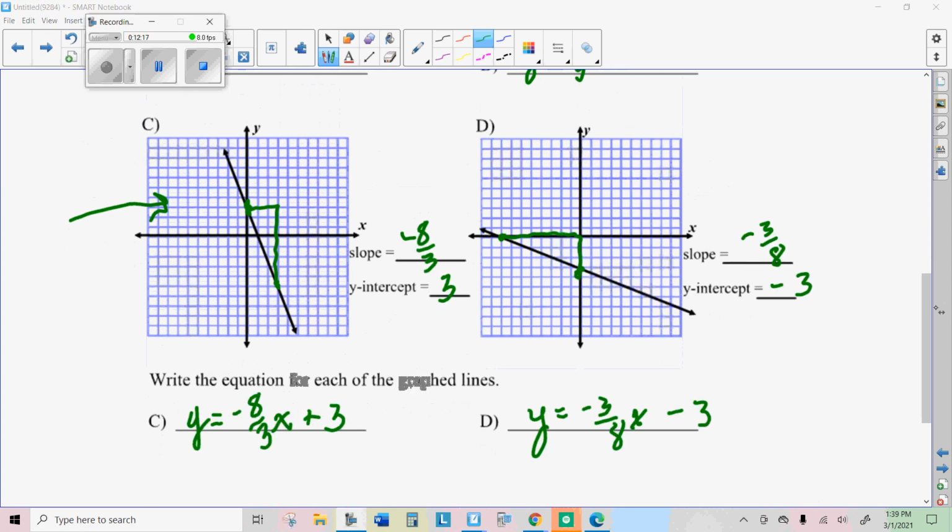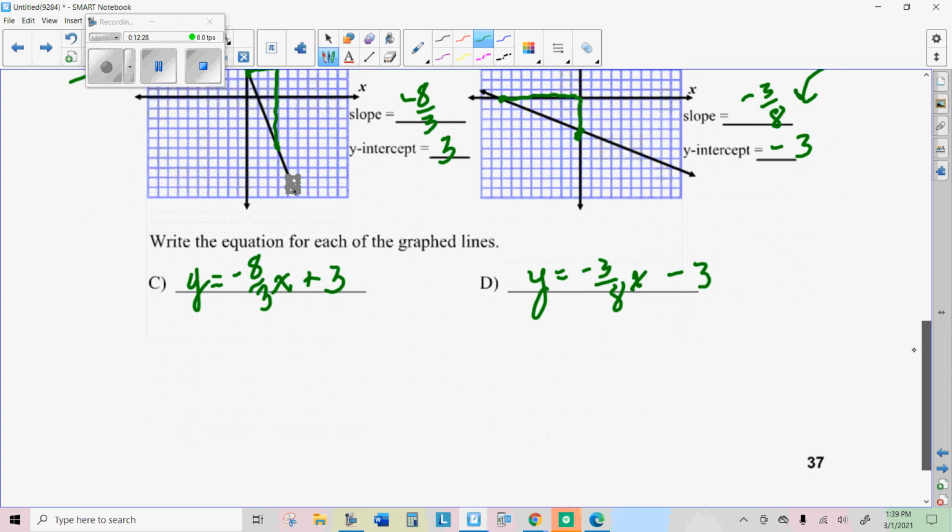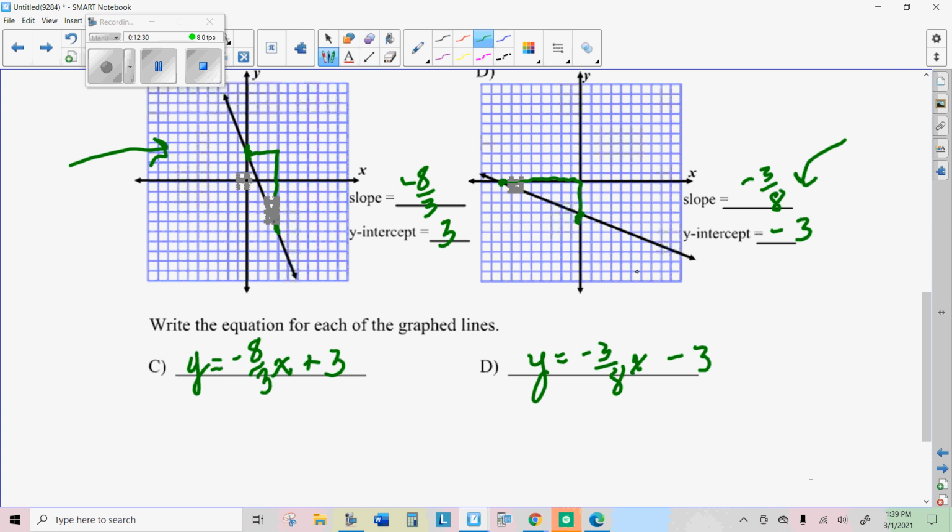All right, here's what I got for that. They're kind of close. Now, if you didn't count right, like maybe you got -3 over 7, don't worry so much about that. Just notice this is a negative slope, so you have a negative slope there.